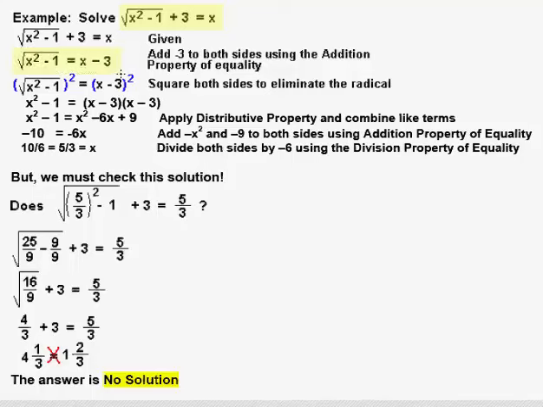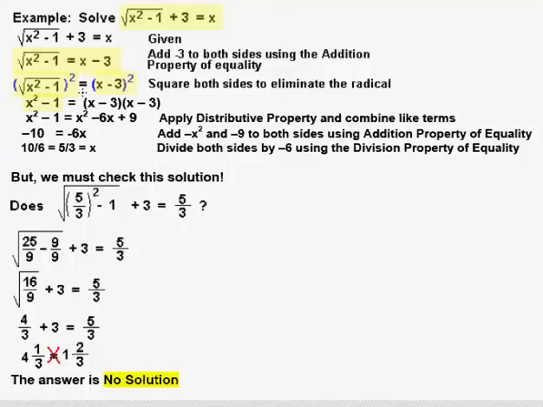This gives us the square root of x squared minus 1 equals x minus 3. Now once you do that, you either square both sides, or if it's a cube root, cube both sides, and that cancels out the radical. In this case, we square both sides. We square the left side, and we square the right side. On the left side, canceling out the radical just gives us x squared minus 1.